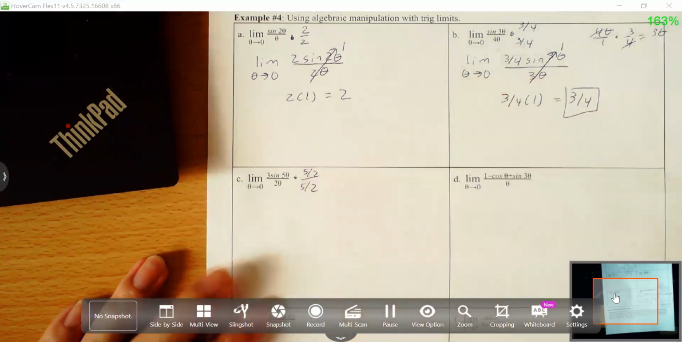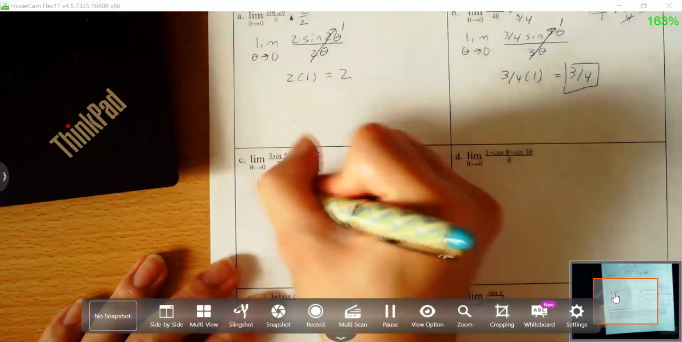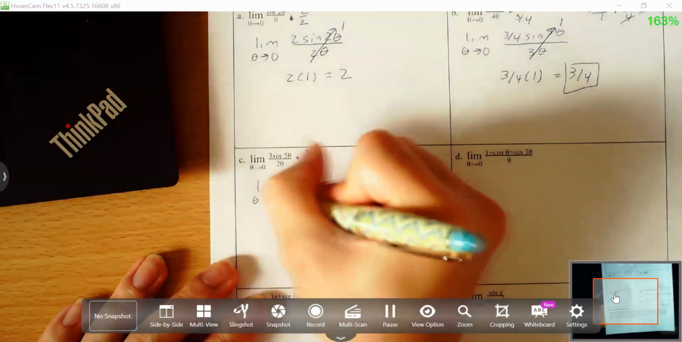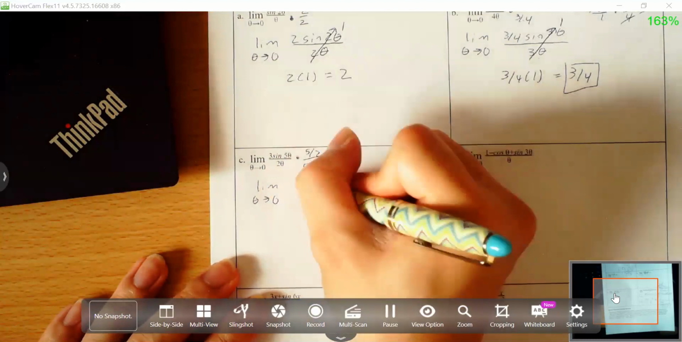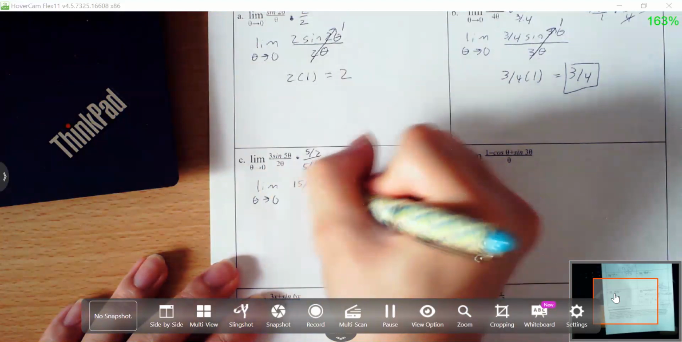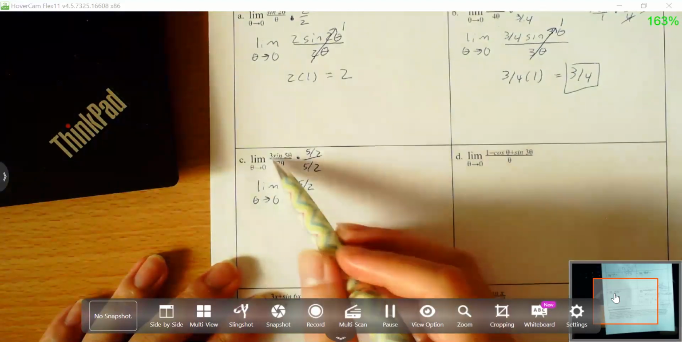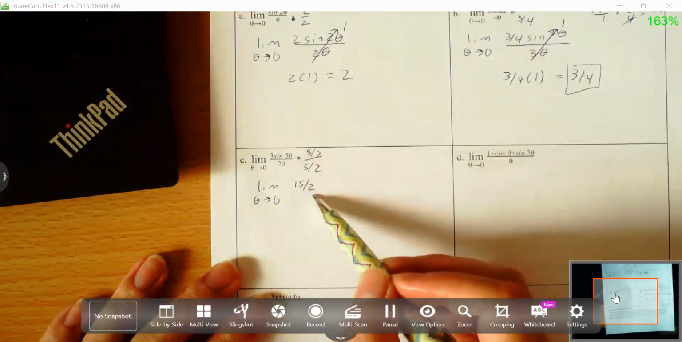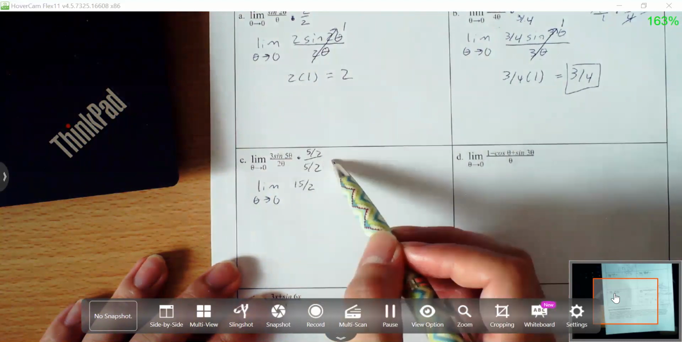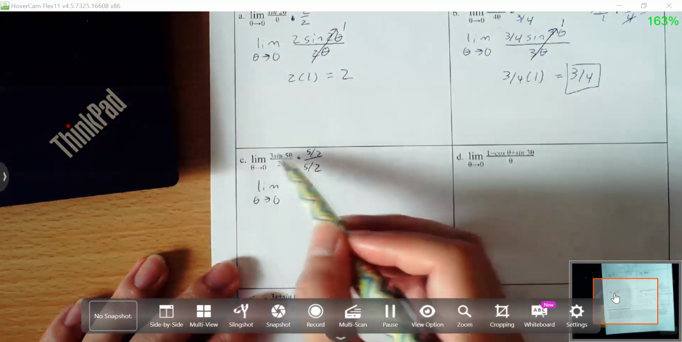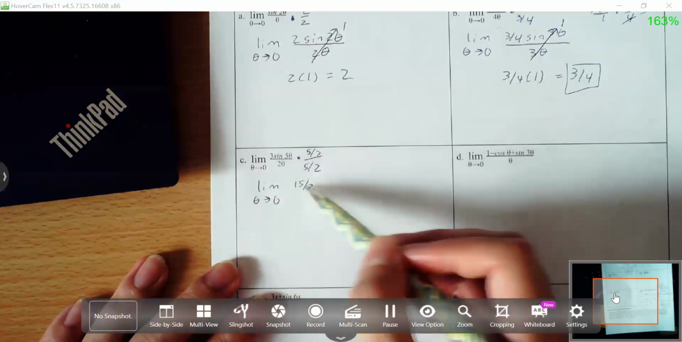Okay. So if I do that, I get the limit as theta approaches 0, 3 times 5 halves is 15 over 2. Please, I don't really see it that much, but 3 times 5 halves is 15 over 2. It's not 15 over 6. Do not multiply the top and bottom by 3. Remember, it's 3 over 1 times 5 over 2, 15 over 2.